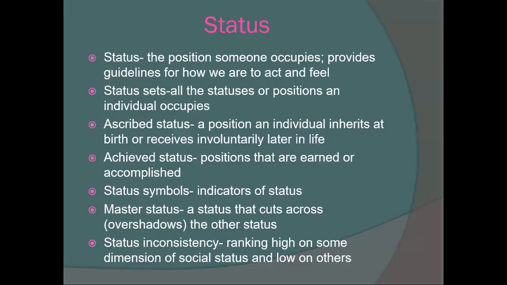And we have two types of statuses: achieved and ascribed. Ascribed statuses are positions we inherit at birth or we receive involuntarily later in life. So ascribed statuses are things like our race and our gender, and can be things like illness later in life, like cancer. Achieved statuses are positions that are earned or accomplished. So they're positions that we work for and get. Your status as a Delta College student is something you've worked for, so it's an achieved status. My status as a professor at Delta College is an achieved status. It's something that I worked for and got a degree for first.